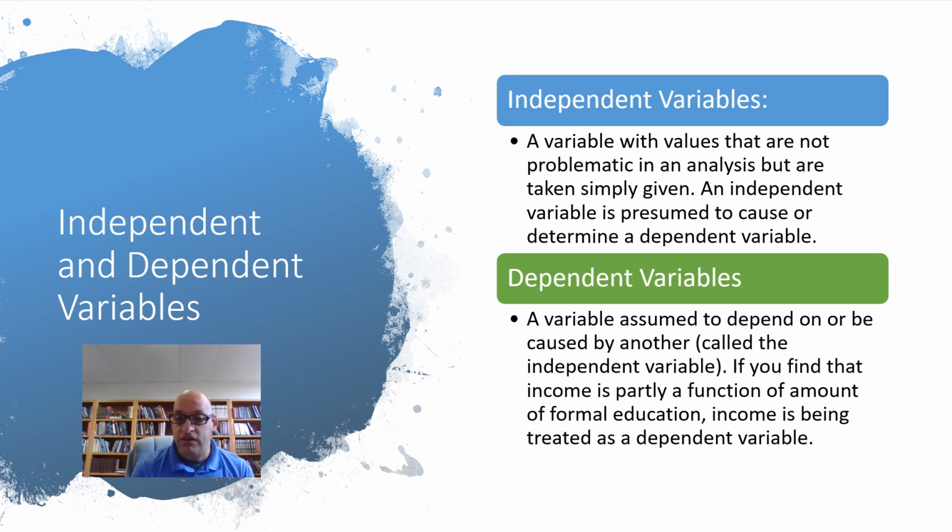So notice how a dependent variable is defined: a variable assumed to be dependent on, or caused by, another. So it's influenced by what's called the independent variable, and you will find that income is partly a function of the amount of formal education. So I'm trying to give you an example here of what a dependent variable may look like, and it is treated eventually as a dependent variable.